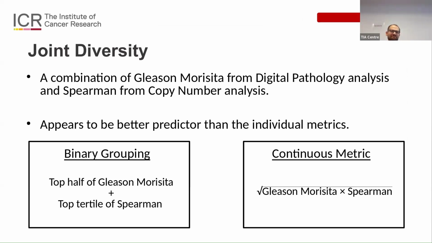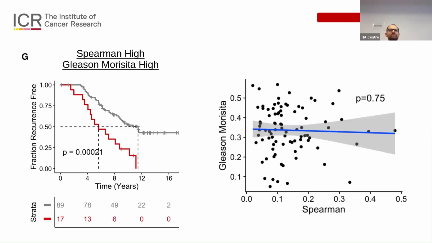And so one thing we found was this appears to be more than a sum of its parts, that it was a better predictor than each individual metric, and really when you put them together, things really start to pop. So you can see here, this is the Kaplan-Meier. Once again, this red line here are the patients who are basically double high risk. They are high risk according to Spearman, they're high risk according to Gleason morphology. And one thing we found is there's no correlation between the two. And so it appears that they're showing us different things, different kinds of heterogeneity with the samples.